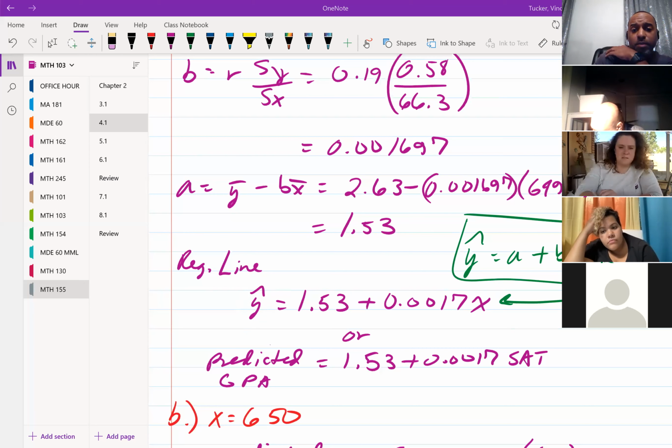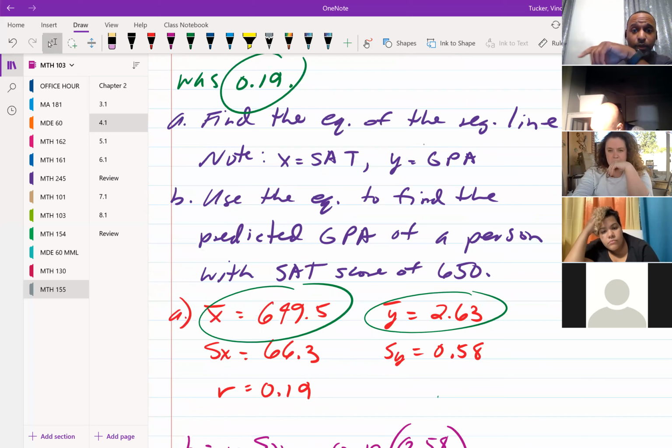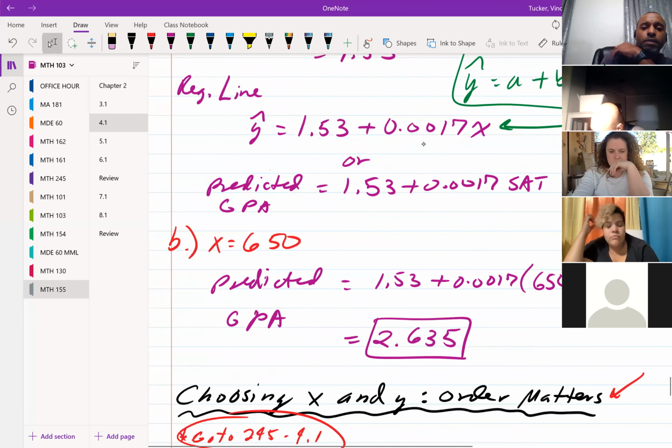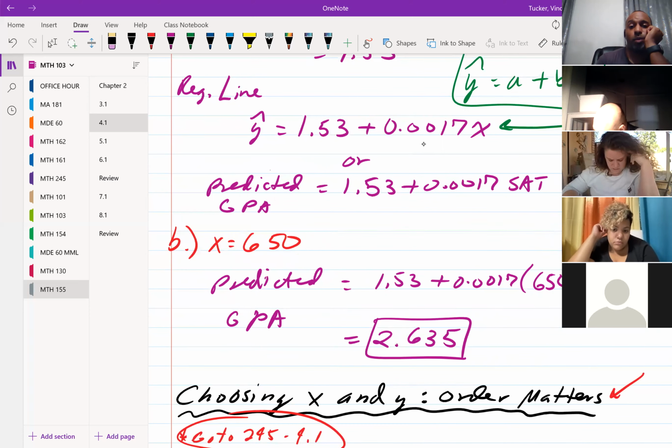All right, so then from there, part B told us to use the equation to find the predicted GPA for somebody who has an SAT score of 650. All that means is you take 650, which they gave us, plug it into the equation we just found for X, and calculate, and that will give us the predicted GPA. And that was it for that problem.